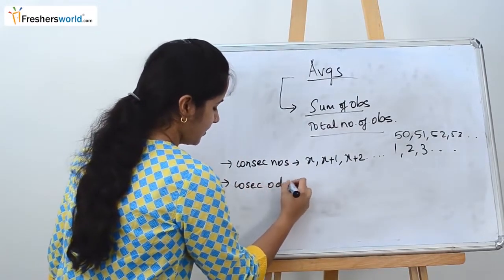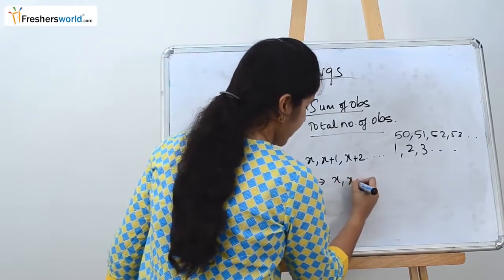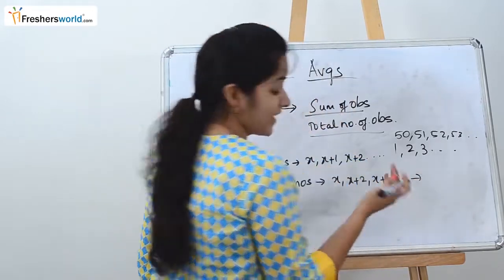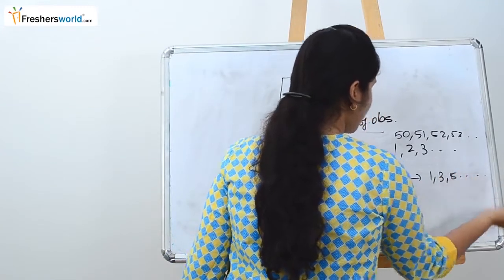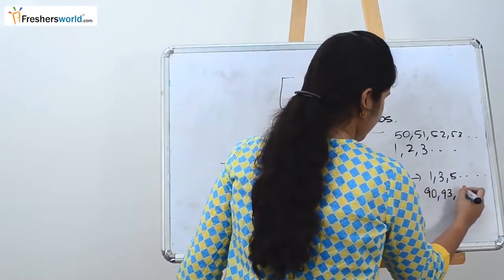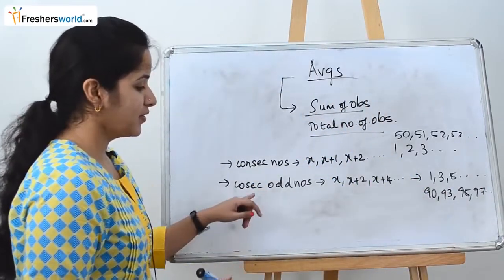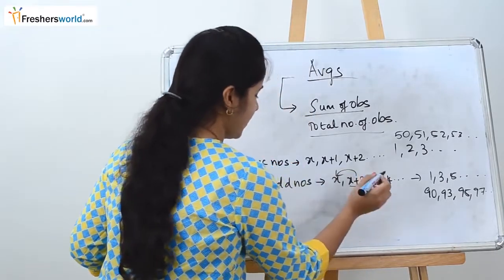Consecutive odd numbers. For consecutive odd numbers, it is x, x plus 2, x plus 4 and so on. Let's take x as 1. So it becomes 1, 3, 5, and so on. Let's take x as 91, then it becomes 93, 95, 97 and so on. So for consecutive odd numbers, you know the formula is x plus 2 of the x variable.